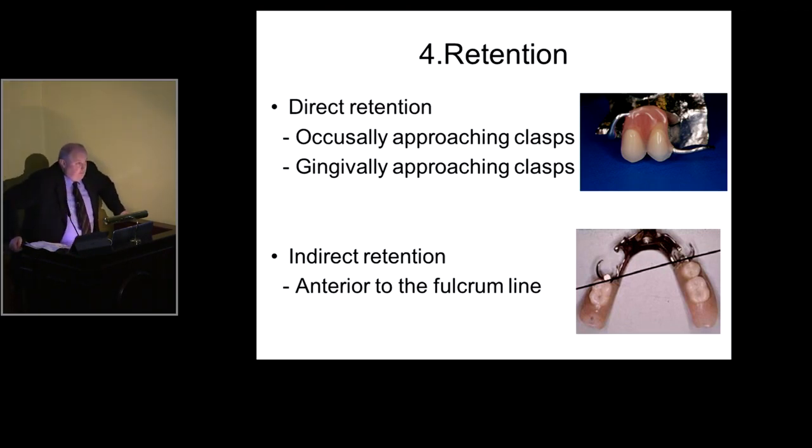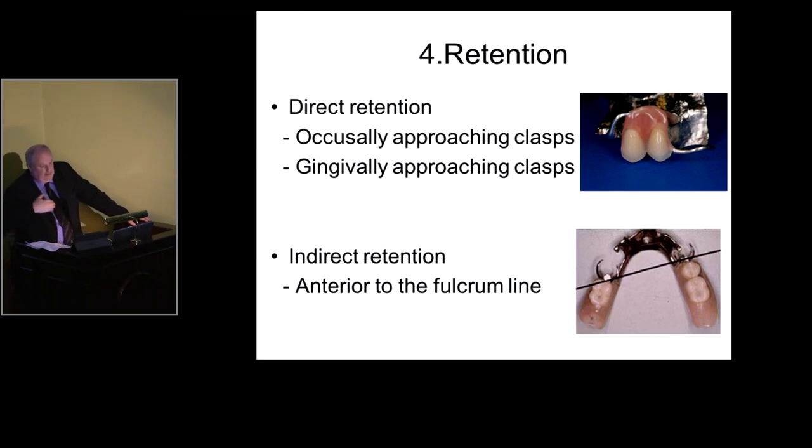There are two types of retention, direct retention and indirect retention. Direct retention is offered by retainers. There are two types primarily, occlusally approaching and gingivally approaching. Which offers more retention, an occlusally approaching clasp or a gingivally approaching clasp? A gingivally approaching clasp. And the way you remember that is if you were pushing a wheelbarrow up onto a footpath, would it be more difficult to push it up or pull it up? Gingivally approaching pushes. It's more difficult to push a wheelbarrow onto a footpath. There is more resistance and retention.